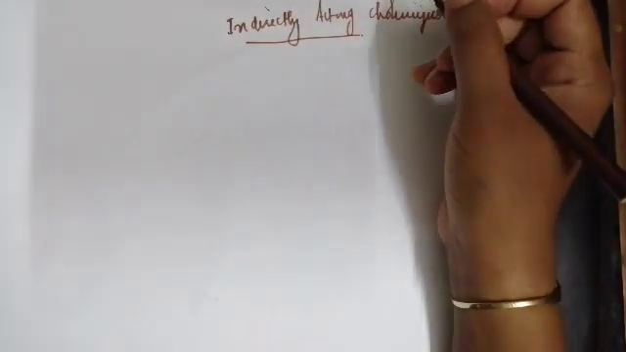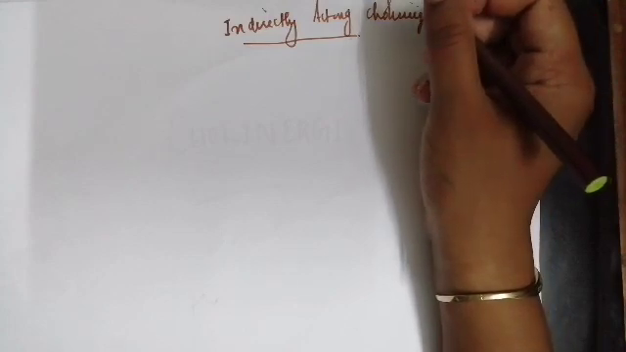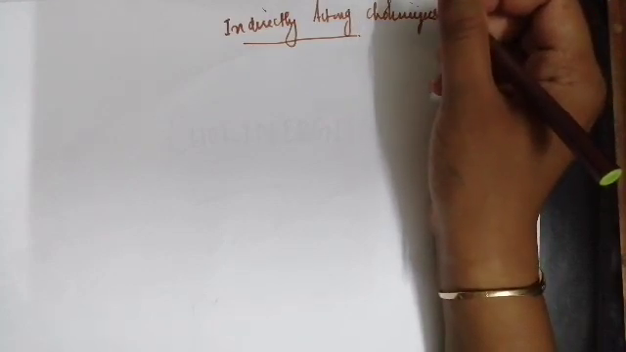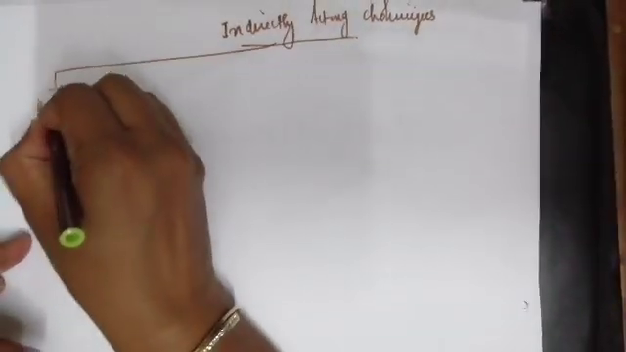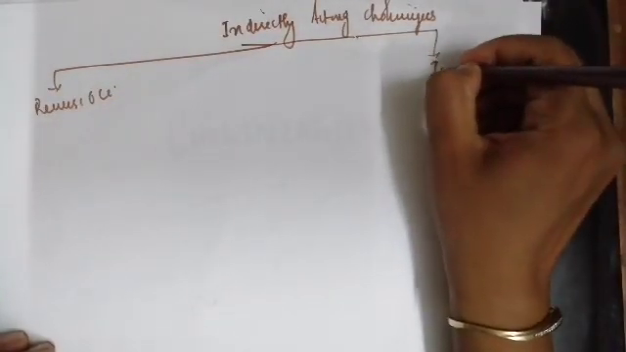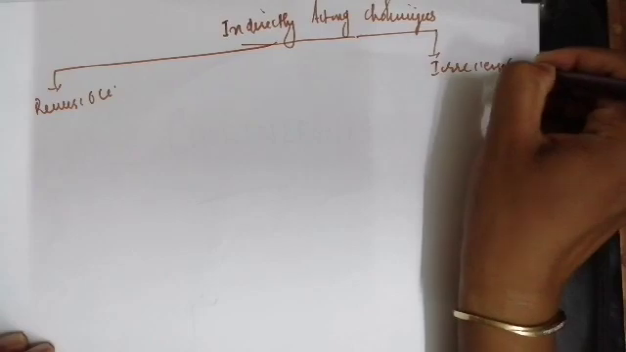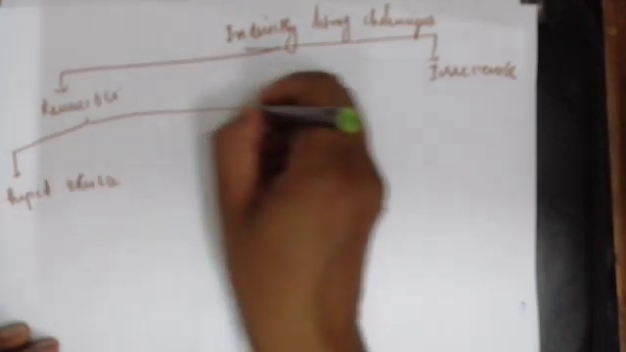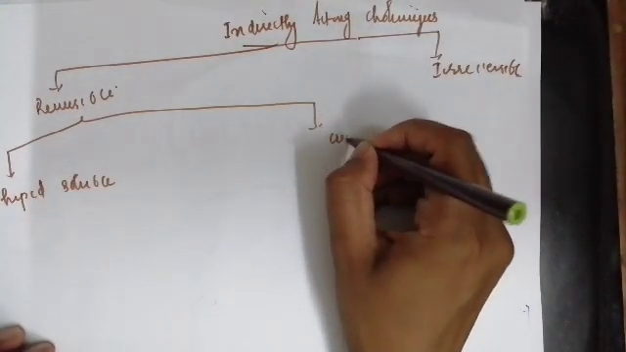So now we will discuss the indirectly acting cholinergics. These are the drugs which inhibit the acetylcholinesterase enzyme, and in that way increase availability and prolong the action of acetylcholine. So this can again be divided into reversible and irreversible drugs. The reversible drugs can again be divided into lipid soluble ones and water soluble ones.